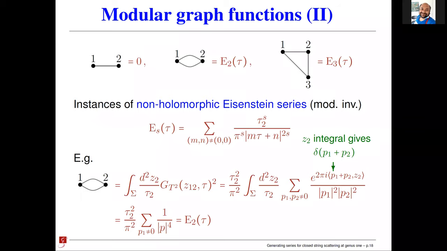So Axel, I just want to clarify this. For this diagram, I can understand why G squared came and why this d²z, but why is this divided by tau 2?